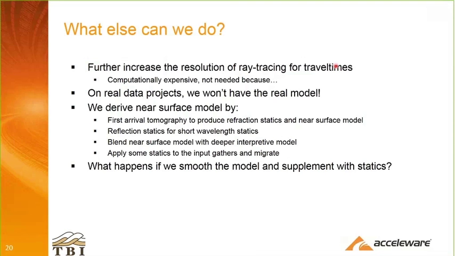We'll run first arrival tomography to produce refraction statics in a near surface model. We'll supplement that with shorter wavelength statics from the reflection data. And we'll blend that near surface model with the deeper interpretive model that I talked about in the earlier slides. Then we apply some statics to our data and migrate. So what I wanted to try to do is replicate that scenario with this data where we have the real model. So I'm seeing what happens if we smooth the model and supplement with statics.